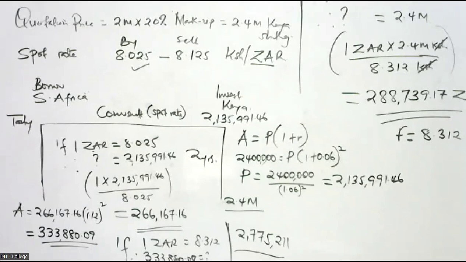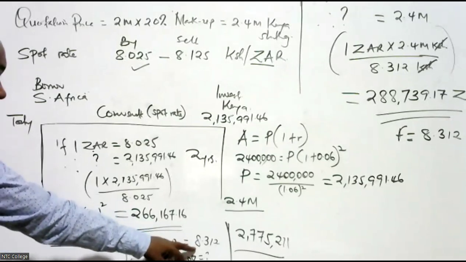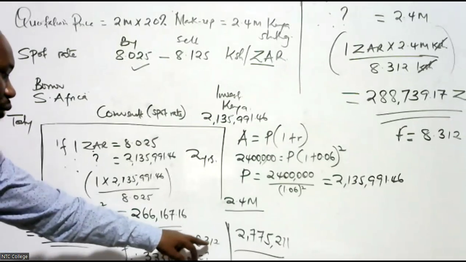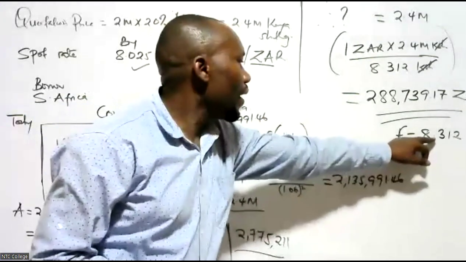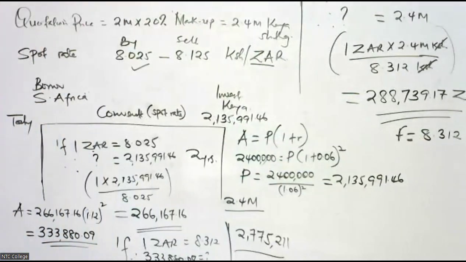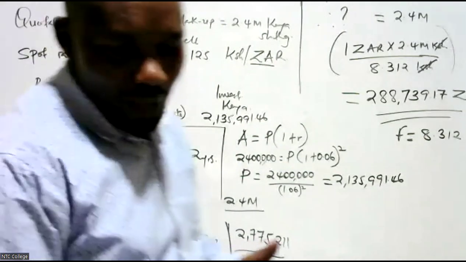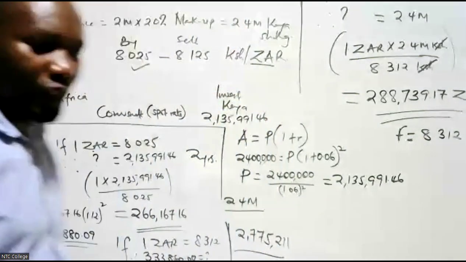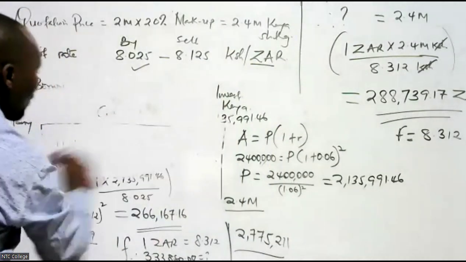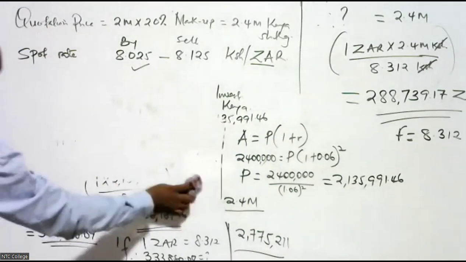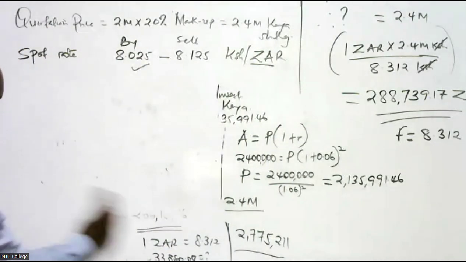Mbona umetumia figure gani? Si hii. Au wewe umetumia 8.132. Should be this right. 8.312. That is where the difference is. So it is still expensive. Higher. So that is how you can go about it. I just wanted to jog your mind on money market again. You see how you can move about around it for foreign exchange.